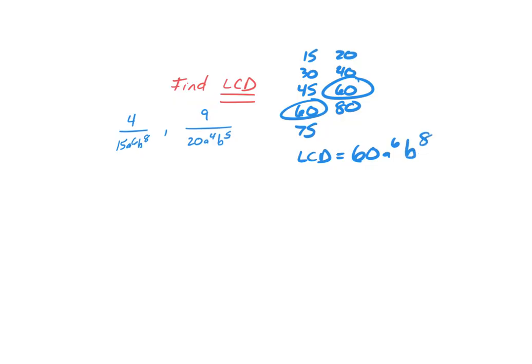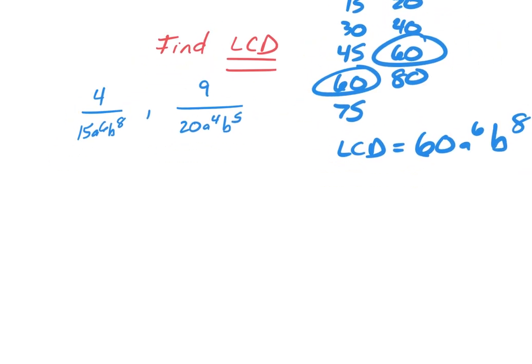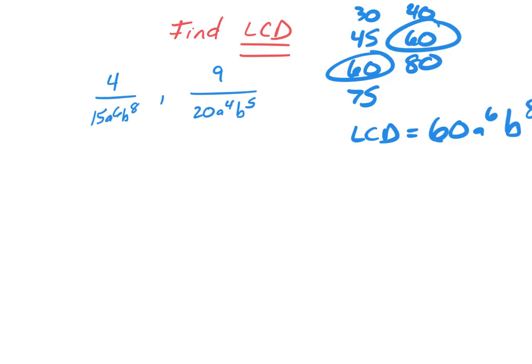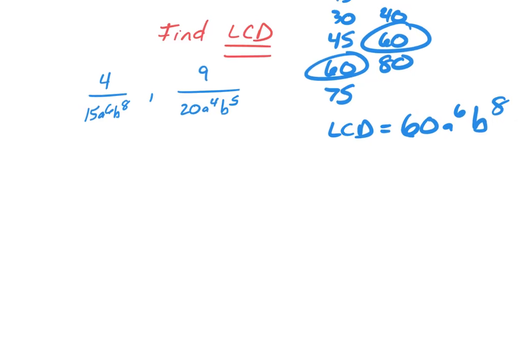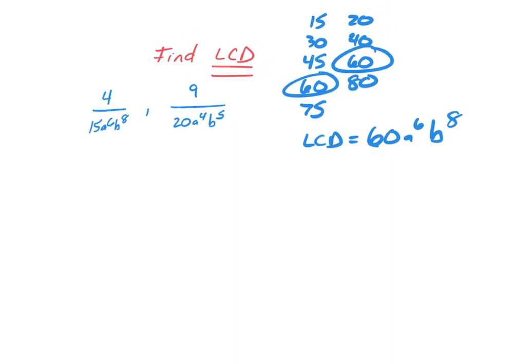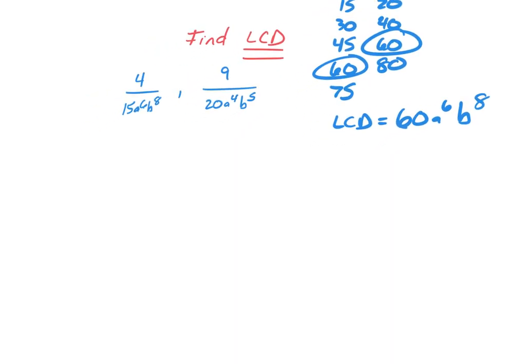Okay, so then not only are we going to find the LCD, but I want to rewrite these two expressions with that LCD. Okay, so we're going to make both of those fractions have an LCD of 60, a to the sixth, b to the eighth. So what I have to do over here, what do I have to multiply 15 by to make 60? 4, okay? So over here, we're going to multiply by 4.